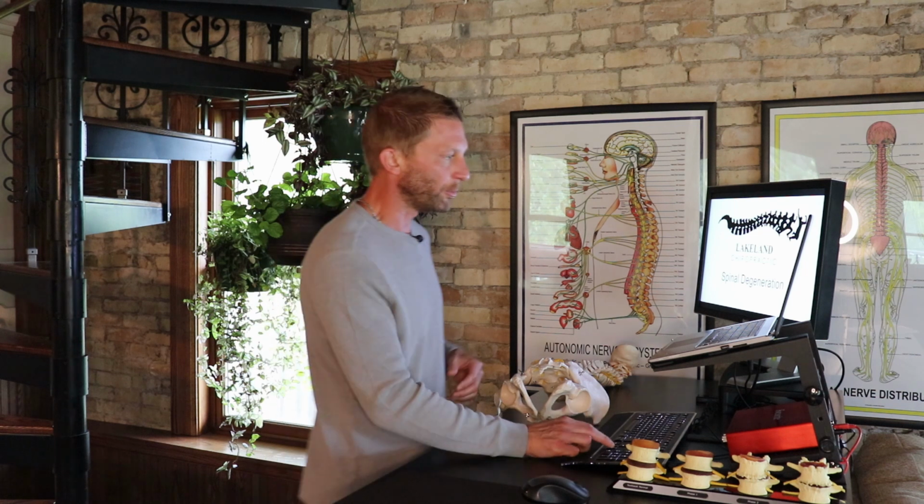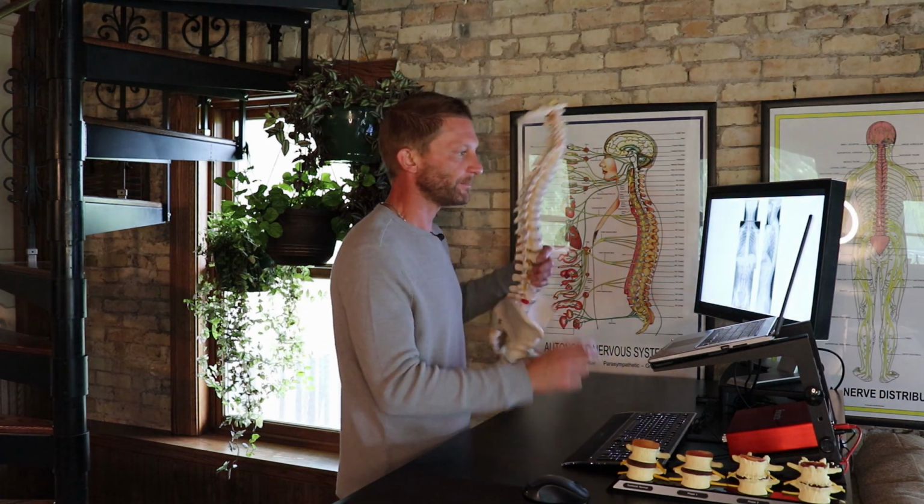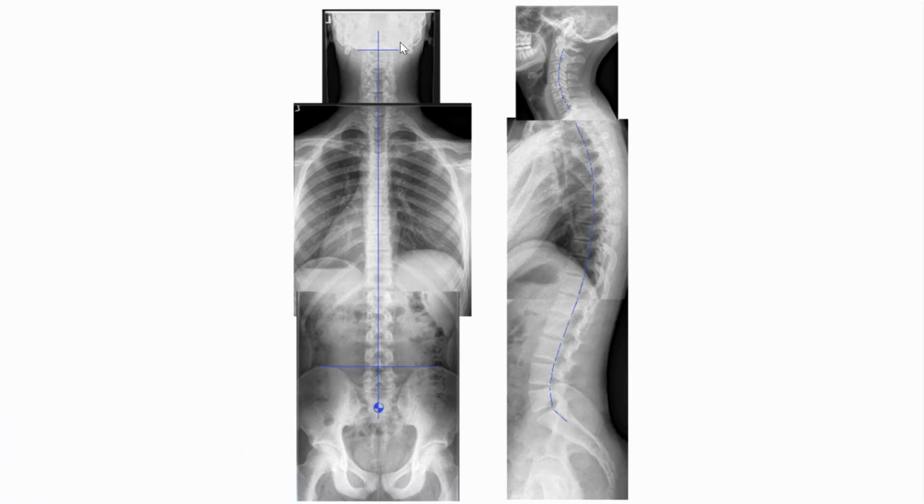So when we look at a normal spine on an X-ray, again, we should see the spine straight up and down, hips and pelvis level, head level, shoulders level. From the side, to orient you, this would be the back of the skull, and then we've got the three major curves in the spine, again, giving it strength.